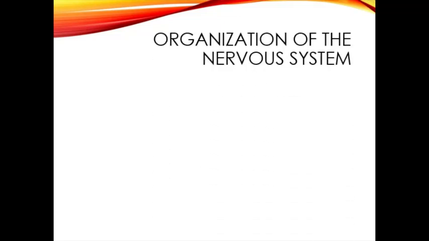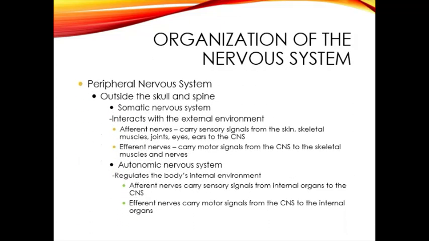Continuing, we have the peripheral nervous system. This part gets a little bit tricky. I think you are familiar with this. You have heard of it before, but we tend to forget their functions. When we say peripheral nervous system, it is outside the skull and the spine. So what are these? We have two under it, which are the somatic nervous system and the autonomic nervous system. When we say somatic, it interacts with the external environment.